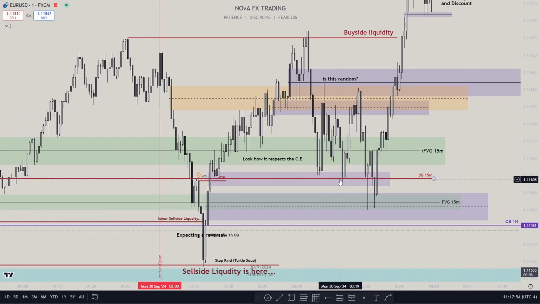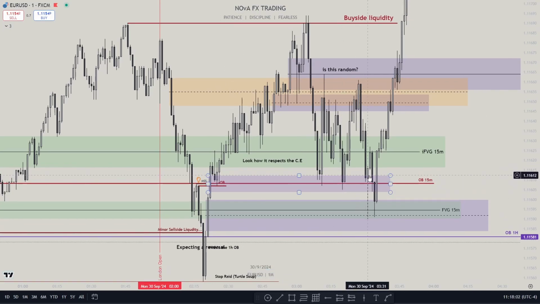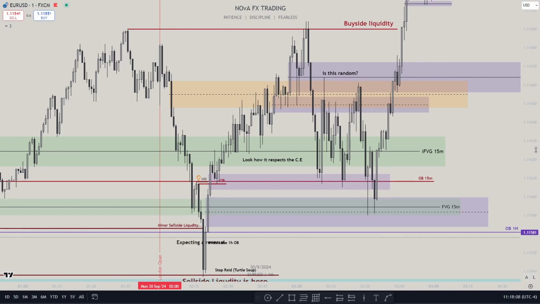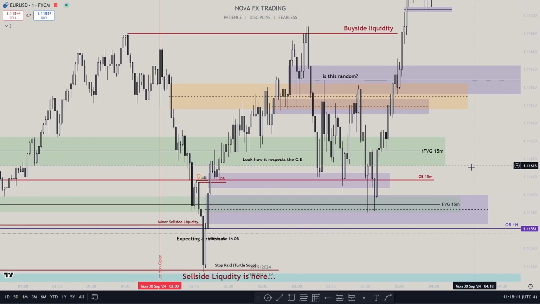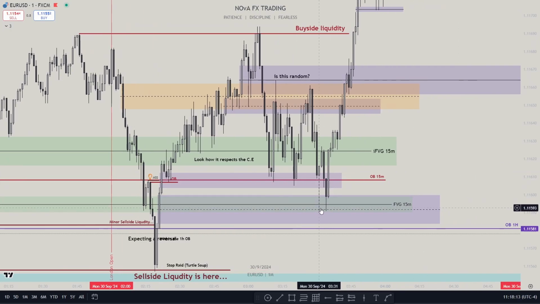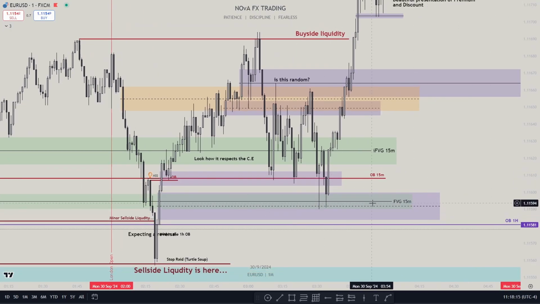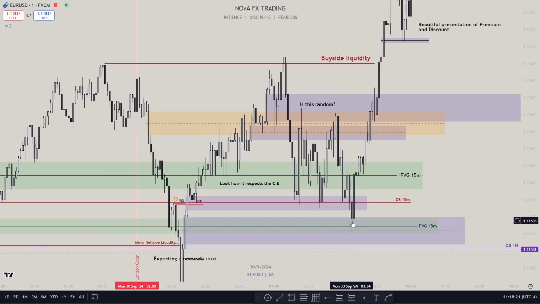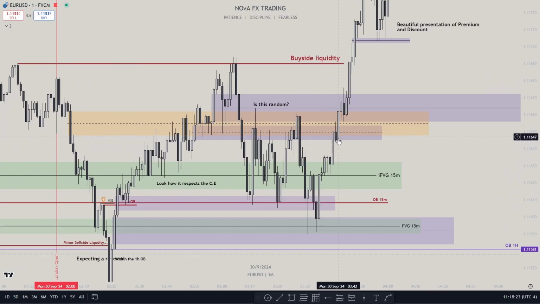So it went down to this level, to below the 15 minutes order block, touching this fair value gap, making it a balanced price range, also tapping the 0.705 in the Fibonacci, the OTE level, also being in a very good discount price between the fair value gap of 15 minutes and the consequent encroachment of 1 minute fair value gap. And then we can see the displacement here.